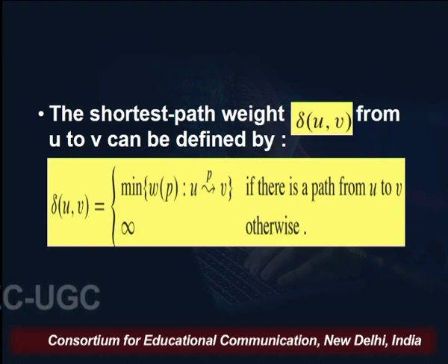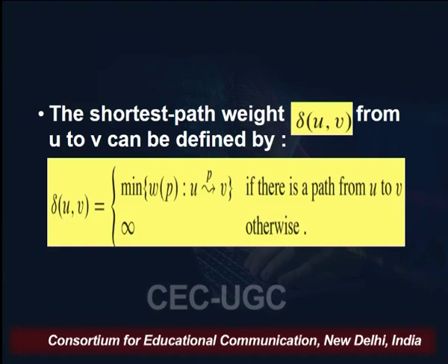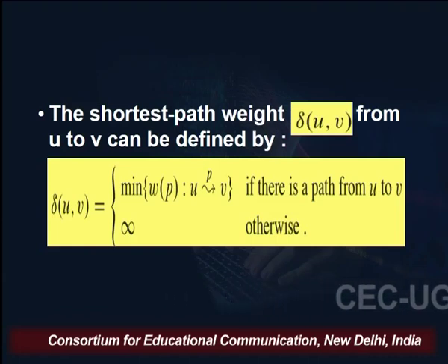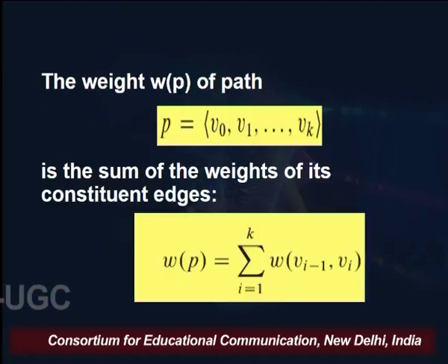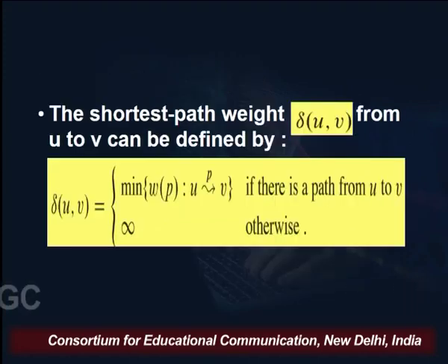But if there is a path from U to V, then we will be looking for the minimum of WP, where WP, as I have told you, is the sum of weights of the constituent edges of the path P. So, we will be denoting it by delta U comma V is equal to the minimum of WP, where WP is a path between U to V. So, this path between U to V is represented by a wavy line from U to V, and that wavy line has P written on its top side. That means there is a path from U to V.